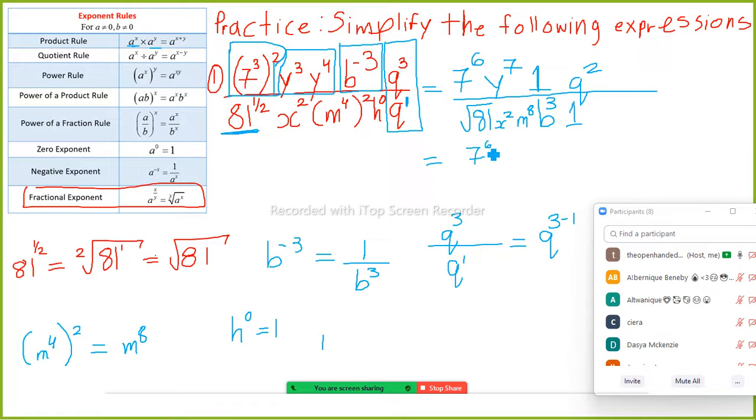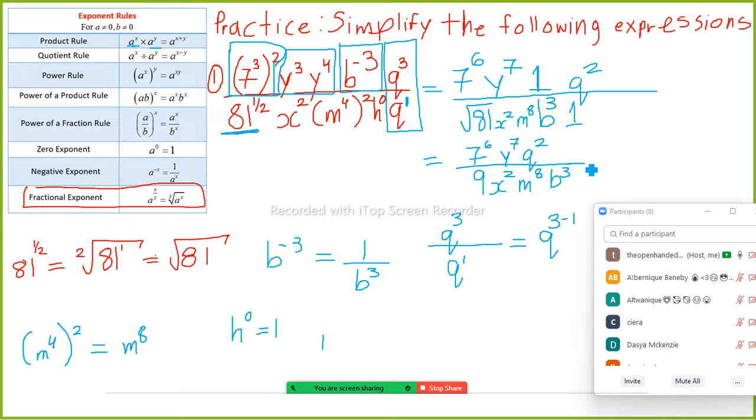So 7 to the power of 6, y to the power of 7, and q squared. What is the square root of 81? The square root of 9? 9, very good. The square root of 81 is 9. We keep our x squared, m to the power of 8, and b to the power of 3. And that's our final answer.